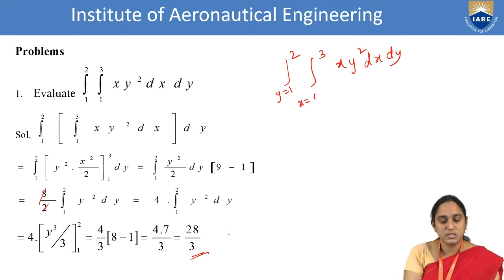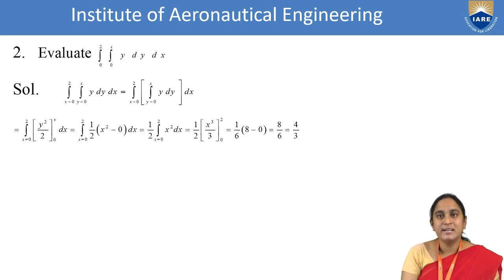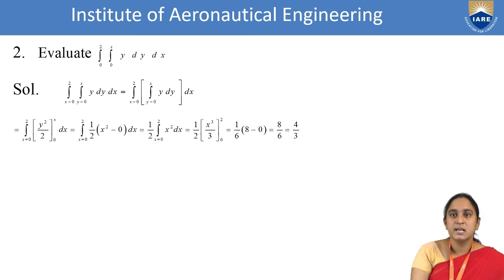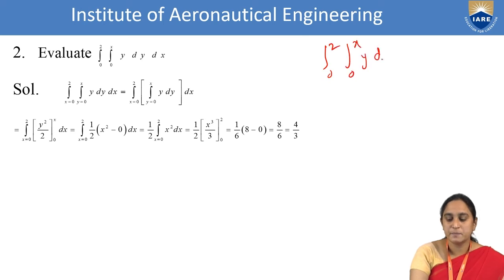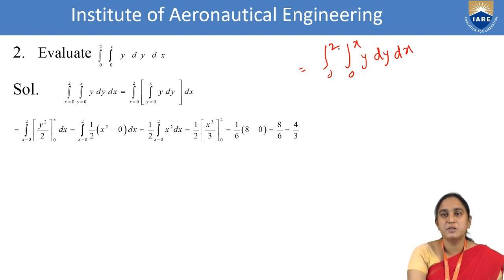Okay, that was the first question, integral 1 to 2, integral 1 to 3 of xy square dx dy. Second question, integral 0 to 2, integral 0 to x of y dy dx. In that question, what are the x limits and what are the y limits? Here, once you see the first limit value 0 to x, let us assume that is the y limits. Why? Because y is in terms of x, and the remaining limits are the x limits. That is, the x limits are 0 to 2.